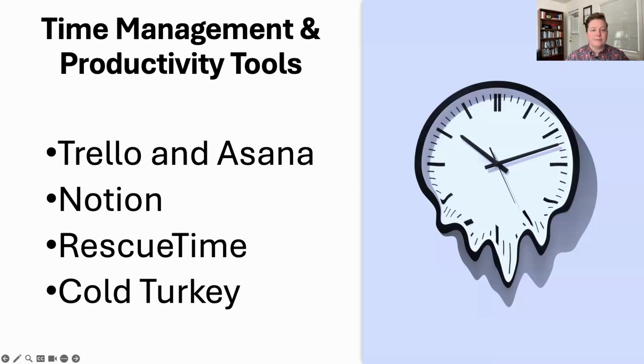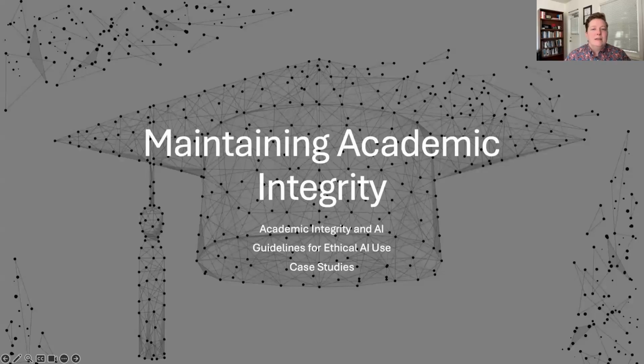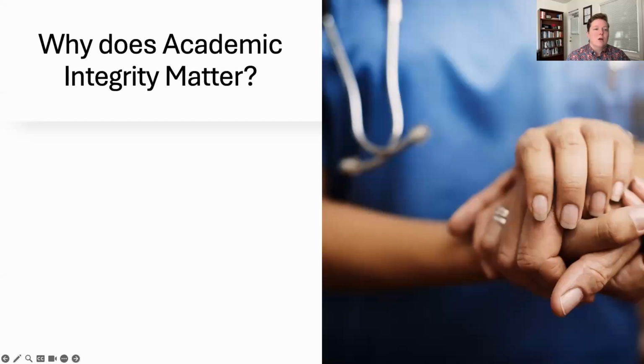Okay. Next, let's talk about maintaining academic integrity in graduate school. So we're going to talk about academic integrity, general guidelines, and then we're going to do some case studies together for us to think through how some of these things might work. So why does academic integrity matter? Sometimes this is really obvious, but I think really thinking through this is an important way to keep everyone motivated and on the same page.